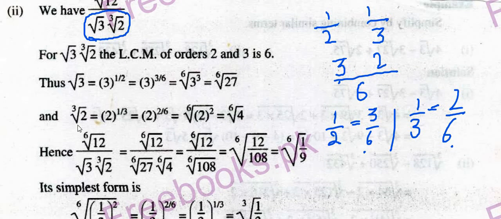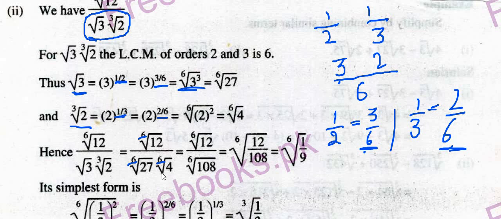Look at this: the cube root of 2. This is the power 1 by 3, and we can write 1 by 3 as 2 by 6, so it is the 6th root of 2 squared. Similarly, this is the square root of 3, the power 1 by 2, and we can write 1 by 2 as 3 by 6, so it is the 6th root of 3 cubed. 3 cubed is 27, 2 squared is 4. Now the order of each surd is 6.